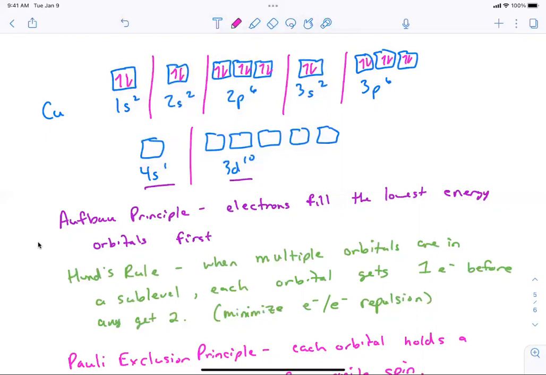Like I said, it's not necessary, but again, it's just to get me into the right habit. So when I get to 3d10, or 4s1, I don't make a mistake. So 4s1 is only 1. And 3d10 is 5, 6, 7, 8, 9, 10. That's the orbital diagram of Cu.